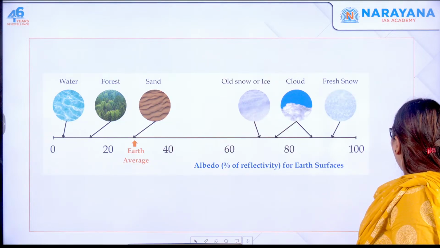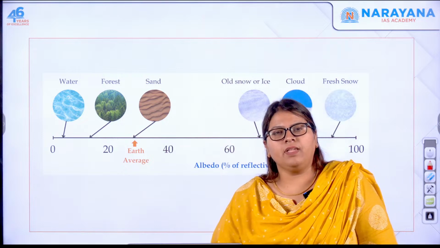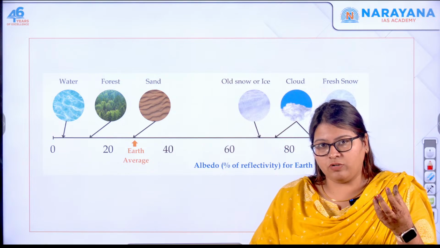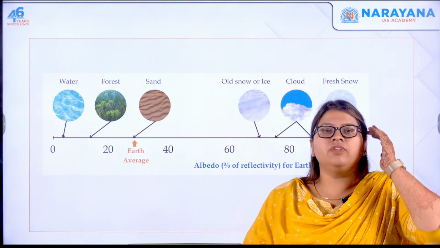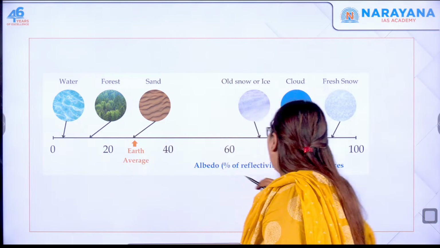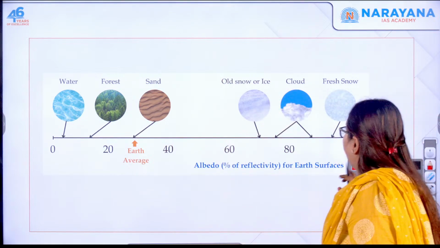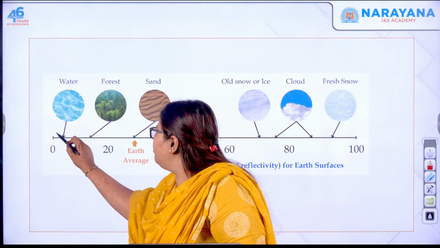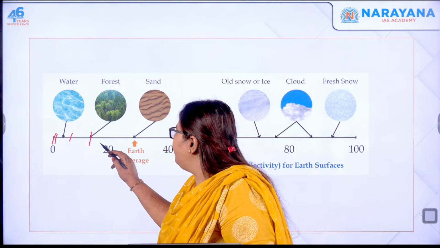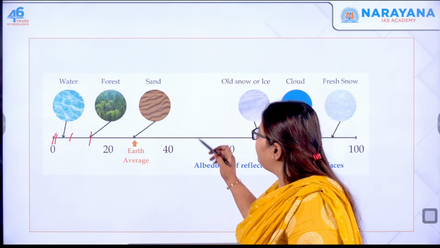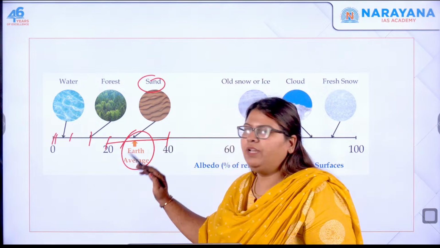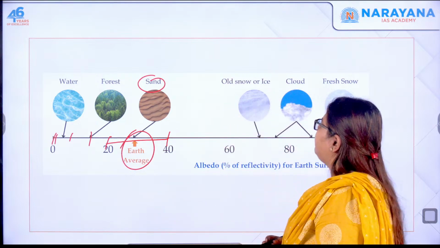Now, continuing with the topic of cryosphere. Cryosphere, I actually told you, right? So what is the reflecting capacity? It plays a very important role in reflecting back the incoming solar radiation. So here, if you see, what is the reflection or the albedo, the percentage of reflectivity of water? It is somewhere between 0 to 5. If you see a forest, here also it is somewhere between 0 to 15, let's say. And for sand, it is somewhere between 20 and 40, and the earth's average is somewhere between 25 and 40. Okay, so this is the reflective percentage.